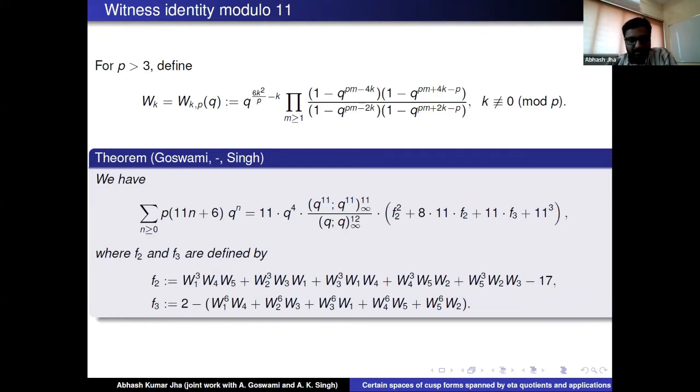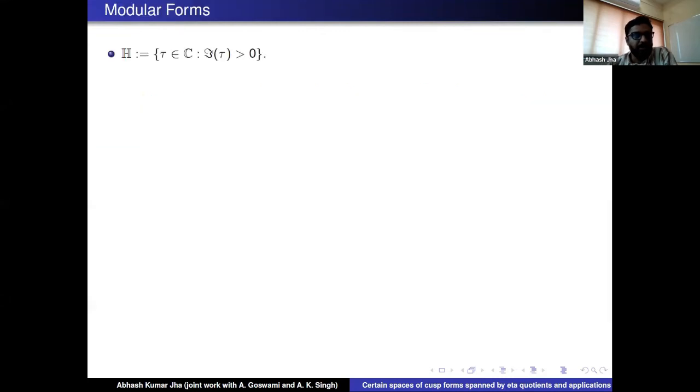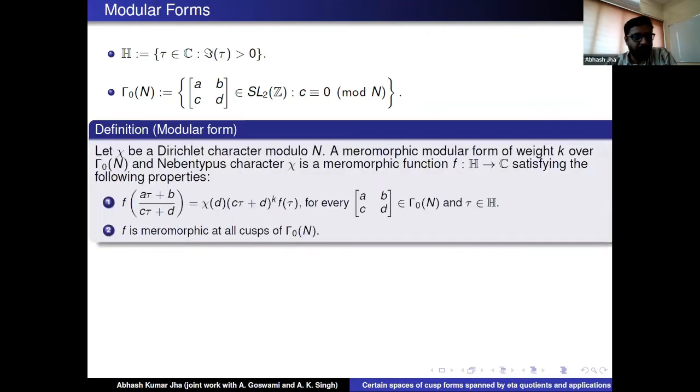Now I'll just review the theory of modular forms and some basic properties which I need to prove this result. So let me start. H will denote my upper half plane, the set of all complex numbers having positive imaginary part. And Γ_0(N) is the Hecke congruence subgroup, all 2 by 2 SL_2(Z) matrices having third entry divisible by N. So I'll consider modular forms. A meromorphic modular form of weight k over this congruence subgroup with character χ is a meromorphic function on the upper half plane which satisfies these two properties.